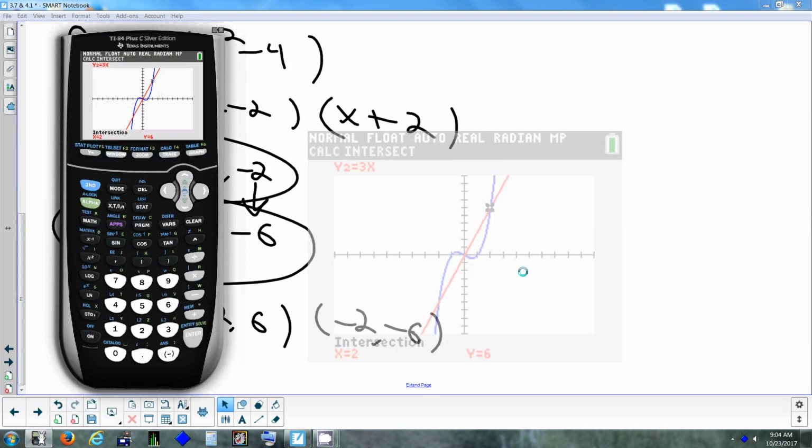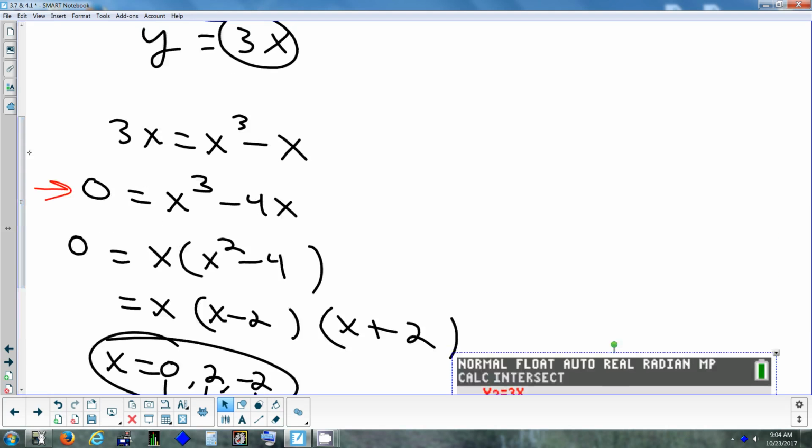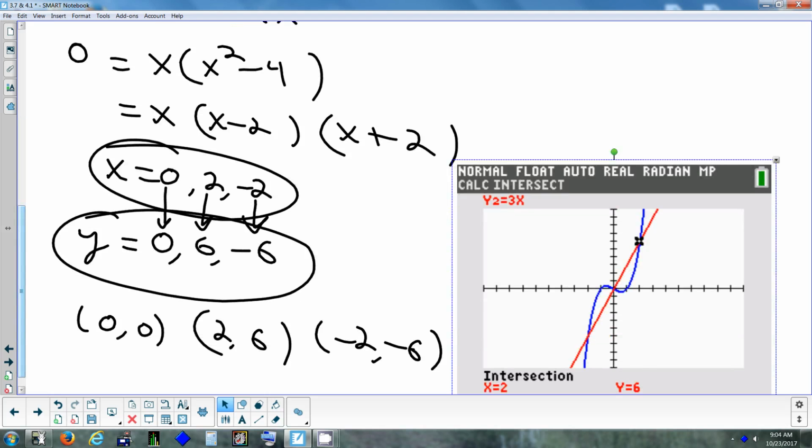Any questions on how you do intersect to find the other ones? All right, so that's pretty much it for 3.7. Just keep in mind that things can go off the screen. Based on your highest exponent, whether it's even or odd, and the number in front, whether it's positive or negative, you should know how many twists and turns the graph is going to take. So if you're not seeing all the twists and turns, be careful that something doesn't happen off the screen.